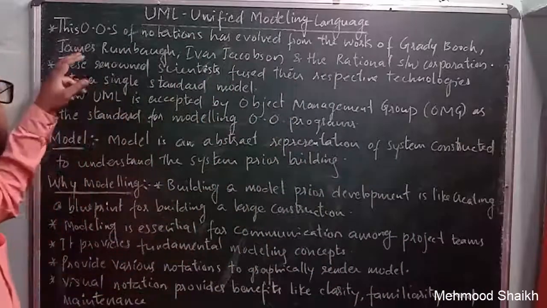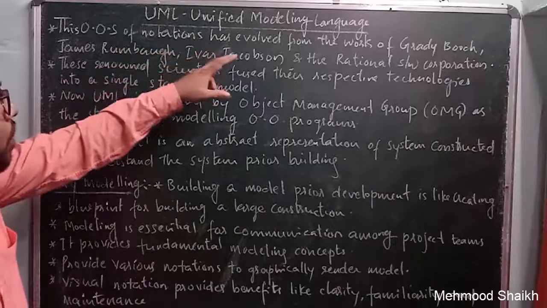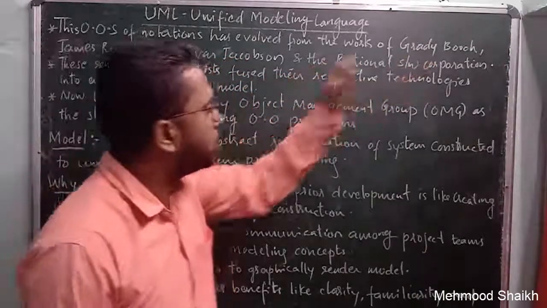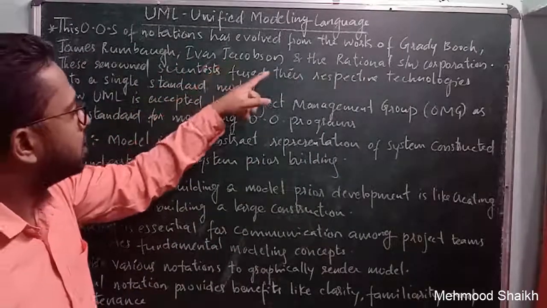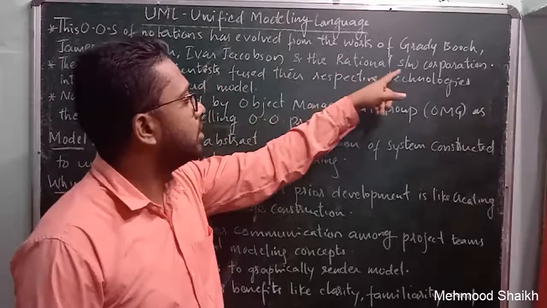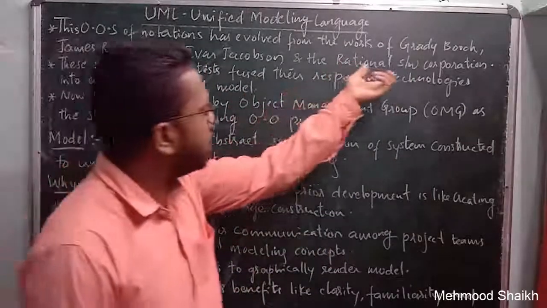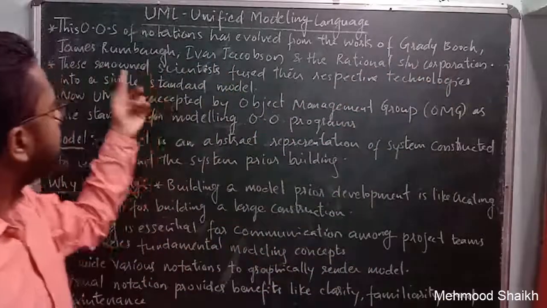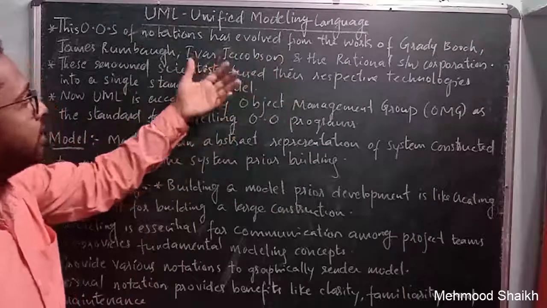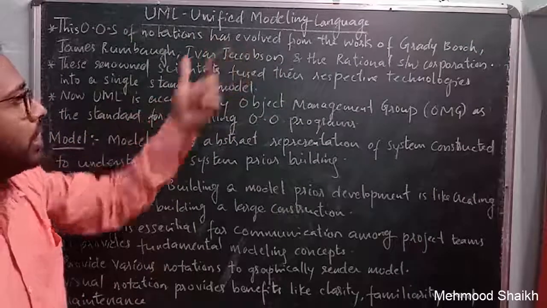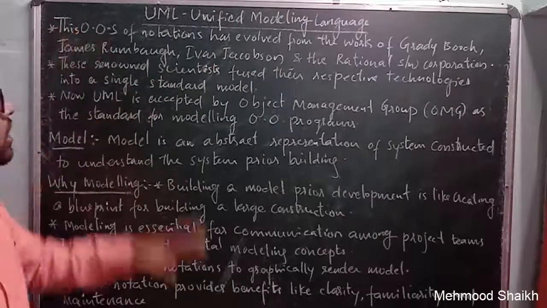The first point is that this object-oriented system of notations has evolved from the work of Grady Booch, James Rumbaugh, Ivar Jacobson and the Rational Software Corporation. Along with the association of Rational Software Corporation, these three scientists evolved a new technology or language, called Unified Modeling Language, to properly design object-oriented systems.